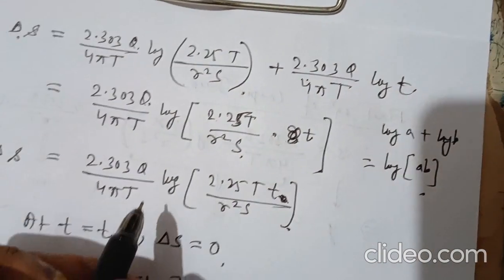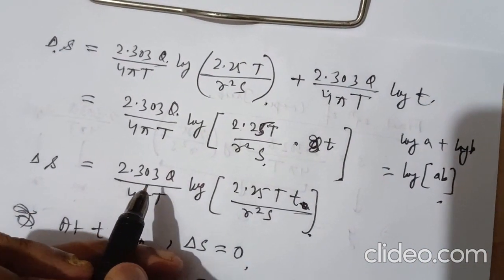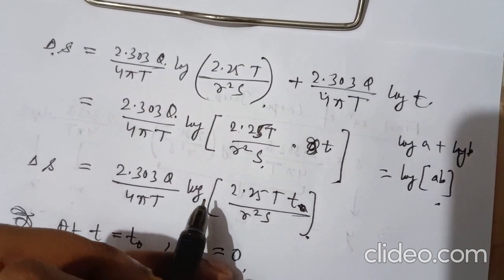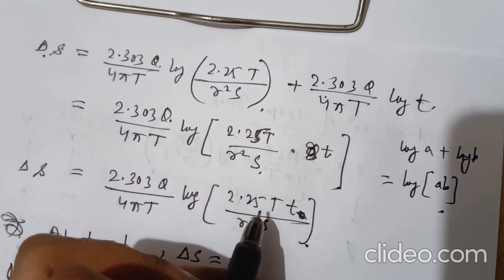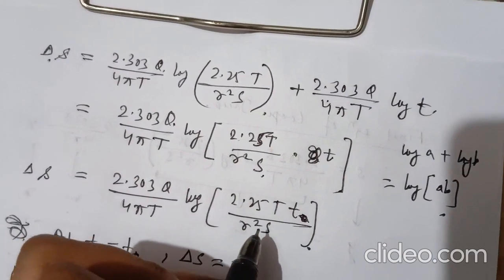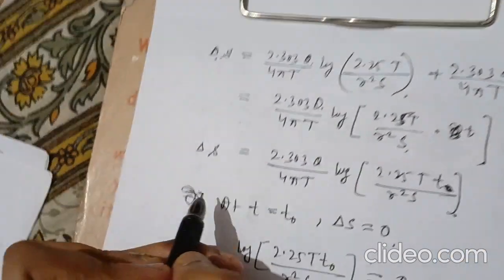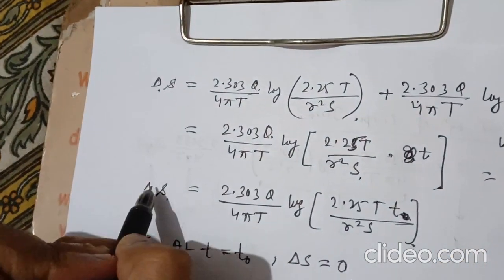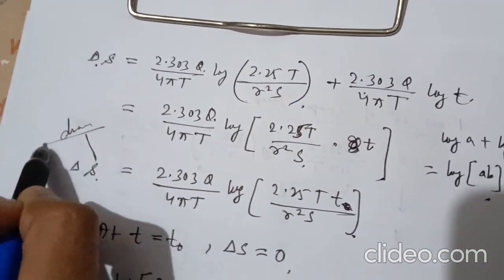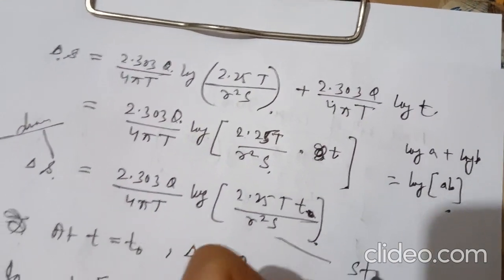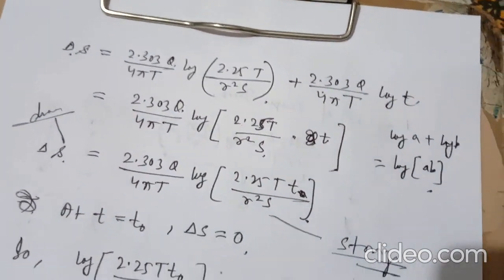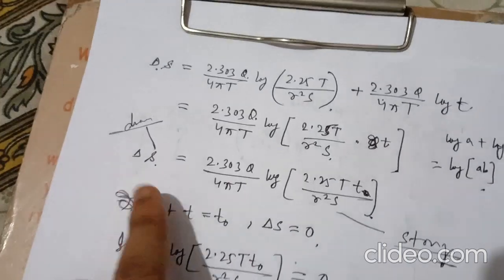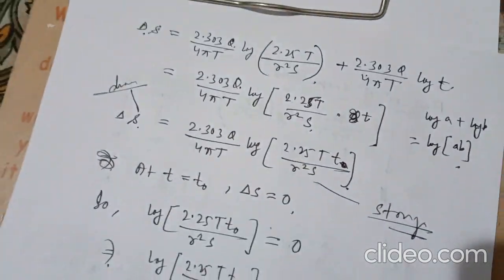So completely it will become del s equal to 2.303 q upon 4 pi t into log of 2.25 capital T small t upon r square s. Here this small s is drawdown, and this capital S is storage coefficient. Don't confuse this term, that's why I write the two s in a different way.